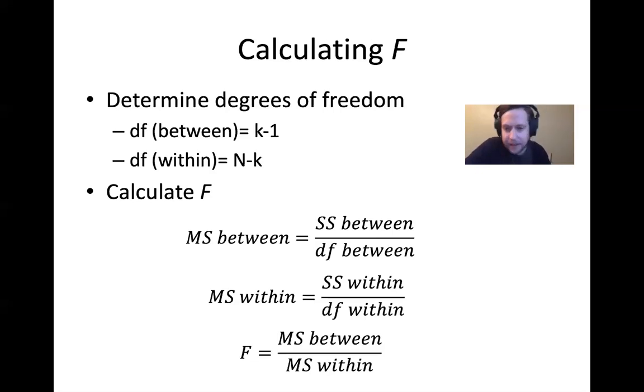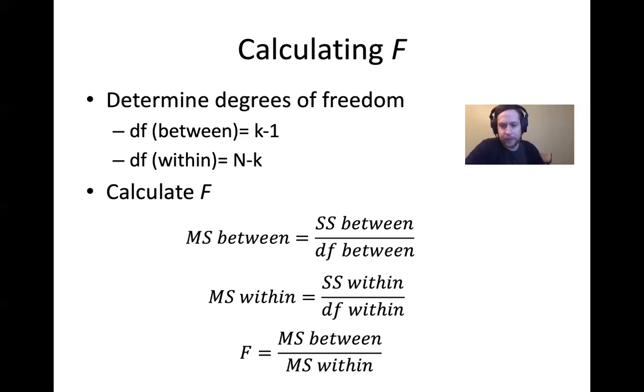Degrees of freedom within is N, the total sample size, minus the number of groups. So that would be 15 minus 3. The total sample size was 15 people. We had 3 conditions, each with 5 people. 3 times 5 is 15 scores, minus K, the number of conditions, 3, equals 12. So our degrees of freedom between was 2, 3 minus 1. Our degrees of freedom within was 12, 15 minus 3 equals 12.